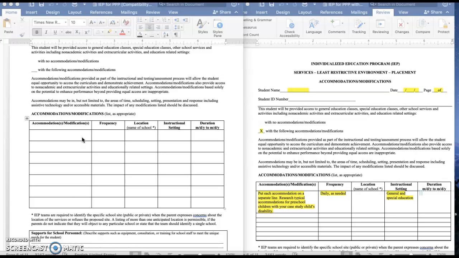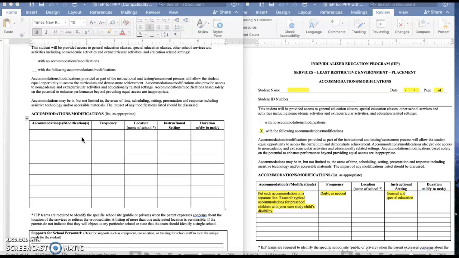So you have to think about what kinds of accommodations. Visual prompts, verbal prompts, physical prompts, those are not accommodations that you would necessarily put on this sheet. Those are strategies that are successful, and you would write them into your IEP goals, but you would also put it in your present level of academic achievement and functional performance. That's where that kind of information goes.